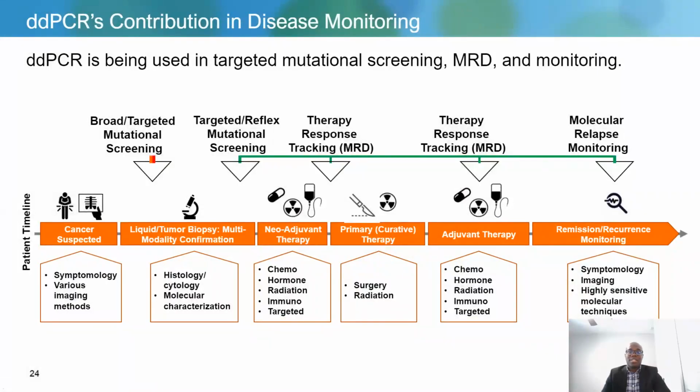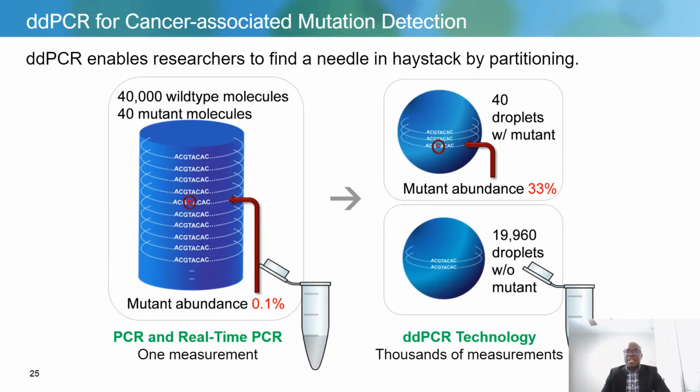ddPCR also has an advantage in detecting rare mutations amidst normal DNA. In the figure above, we see ddPCR being used in targeted mutational screening, minimal residual disease monitoring, identifying cancer subtypes, optimizing drug treatment plans, monitoring residual diseases, studying tumor evolution, and detecting rare tumorigenic mutations, often down to 0.01% or even lower. ddPCR enhances our understanding of cancer genetics.